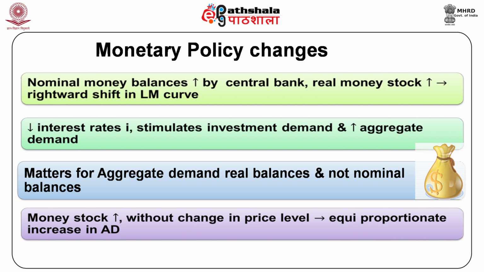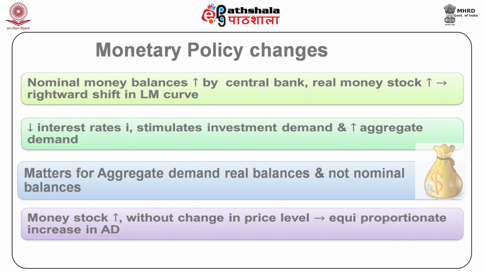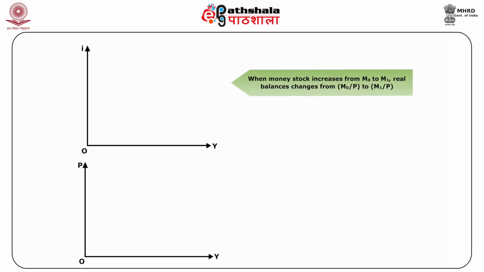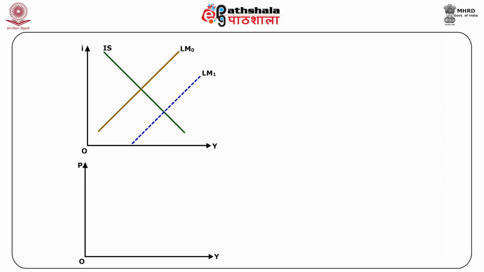Thus, when money stock increases without any change in the price level, there is an equiproportionate increase in aggregate demand. Consider the given figure. When money stock increases from M0 to M1, real balances change from M0 by P to M1 by P. Aggregate demand shifts proportionately from AD0 to AD1.